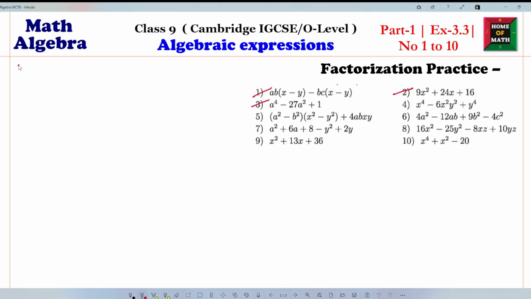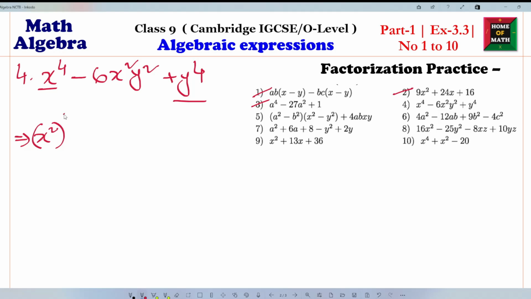Number 4. x⁴ − 6x²y² + y⁴. So this x⁴ and y⁴, we can write (x²)², and here is (y²)². Okay, now this minus 6x²y².